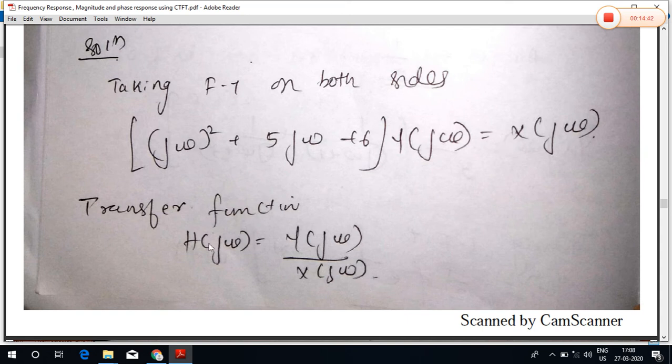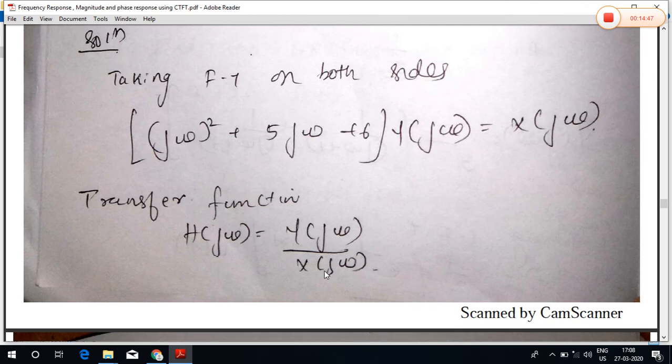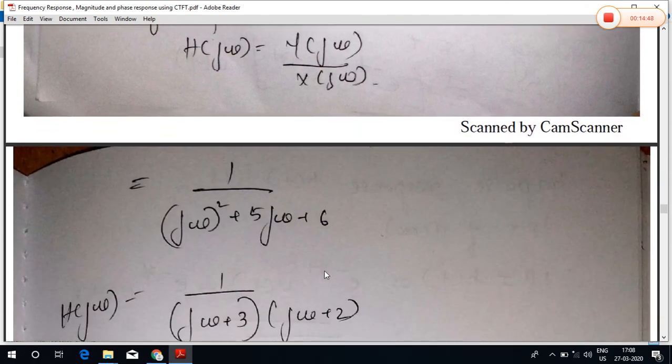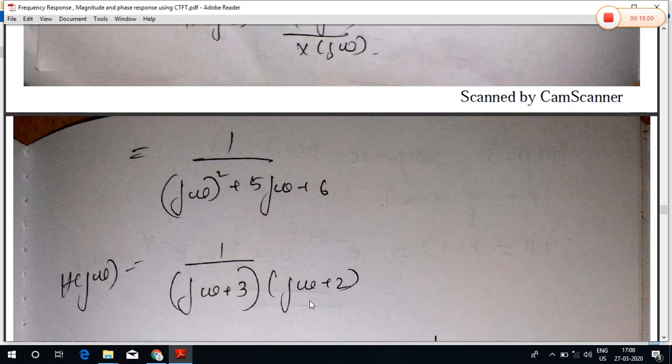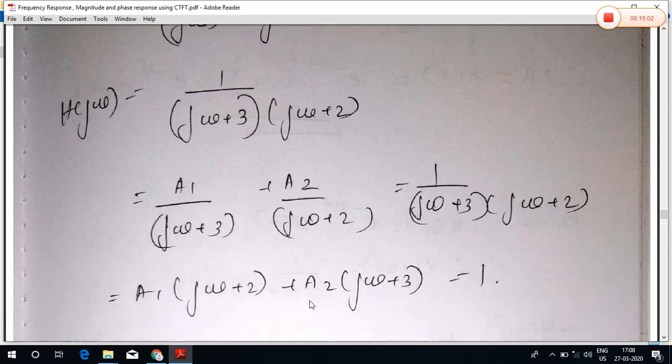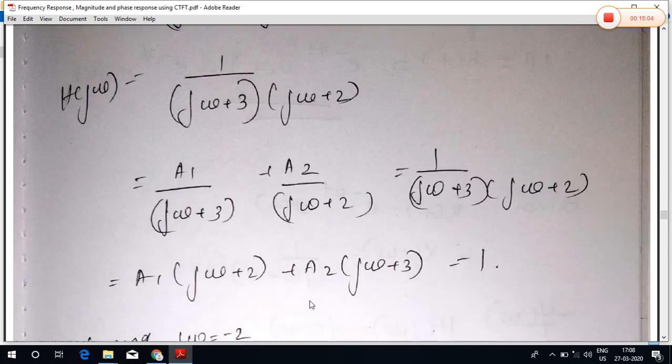Taking the transfer function, you get H of j omega is equal to Y of j omega by X of j omega. So we'll just rearrange, and it is of the form 1 by j omega square plus 5 j omega plus 6, which is factorized as 1 by j omega plus 3 into j omega plus 2. Hence we get A1 by j omega plus 3 plus A2 by j omega plus 2 is equal to 1 by j omega plus 3 into j omega plus 2.